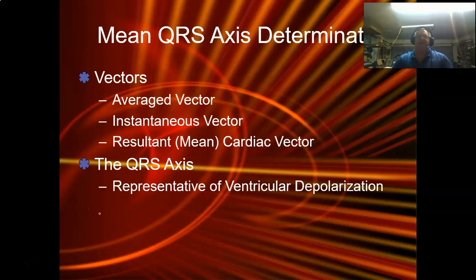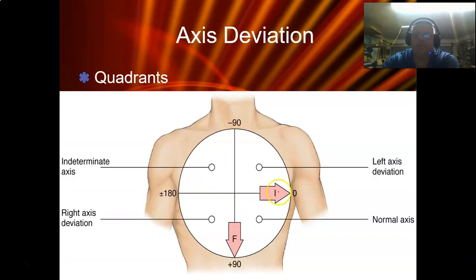Now, again, the vectors, we talked about that real quick. I just described those. But what we're talking about, you might see these terms on the EKG: the normal axis, right axis deviation, left axis deviation, and the indeterminate axis, or no man's land. The other term we're going to use for that is extreme right axis deviation, okay?